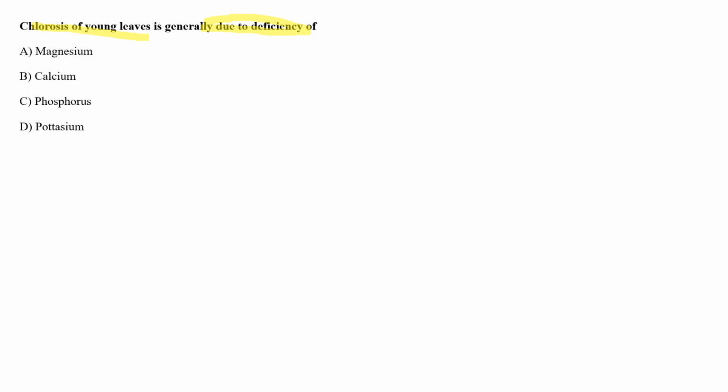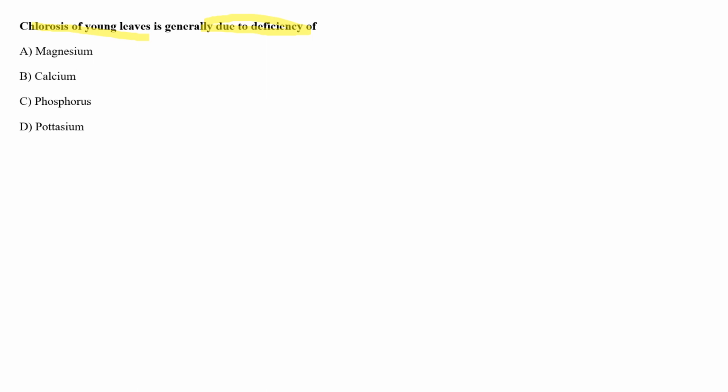Yellowing of leaves occurs due to lack of chlorophyll, and the main nutrient deficiencies, if we talk about it, are iron and manganese. As iron is not given in our option, we will go with option number A, magnesium. However, it is also caused by deficiency of potassium in some small amount, but magnesium is the major cause. So option number A will be the correct one.